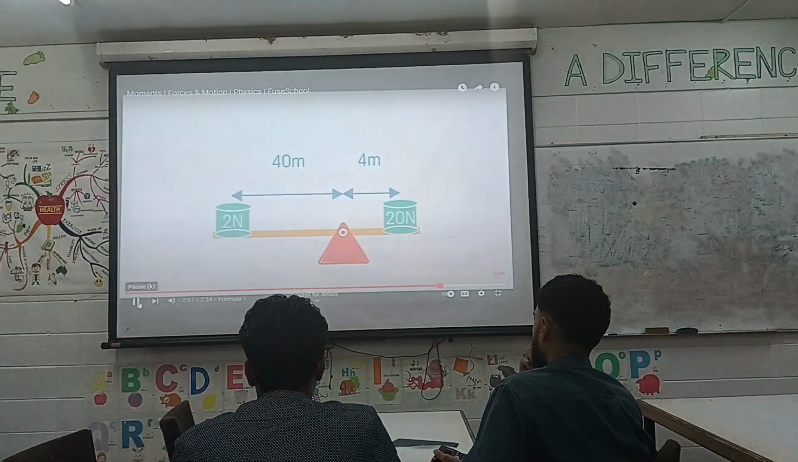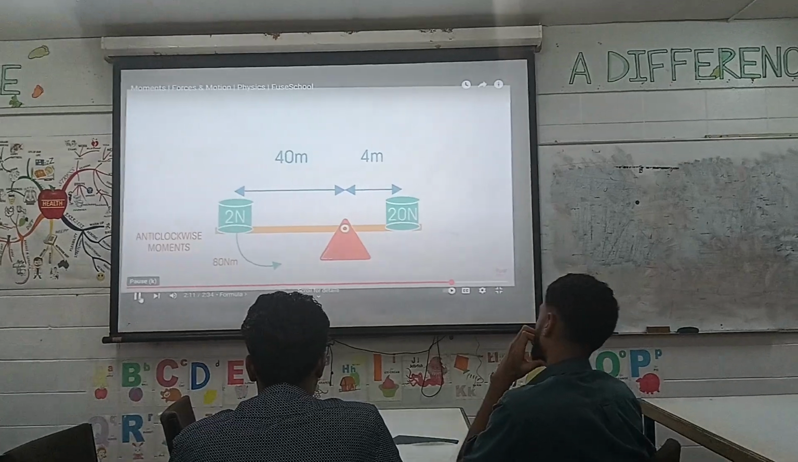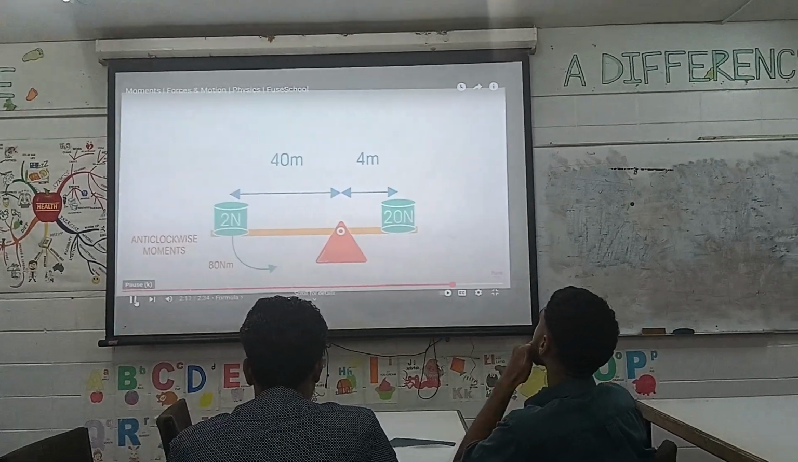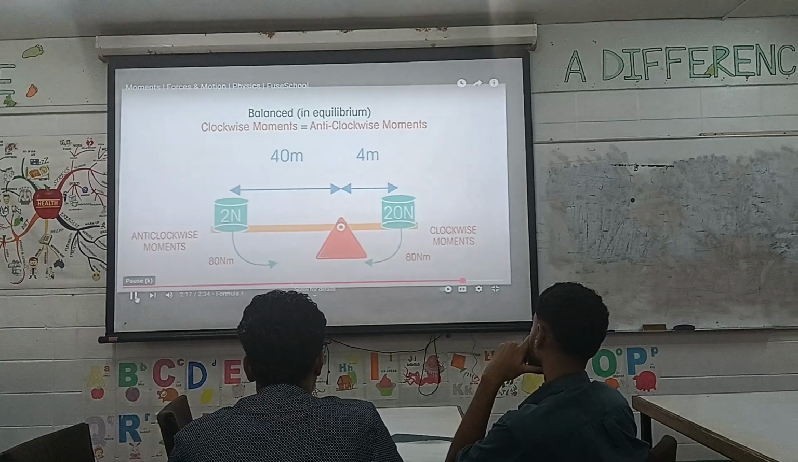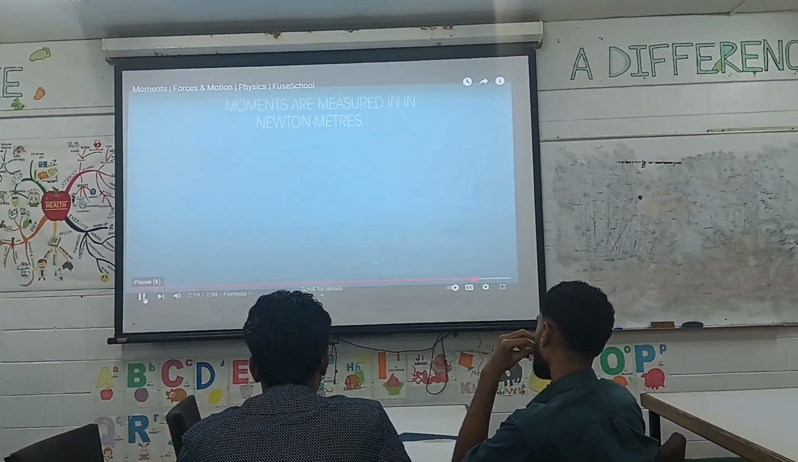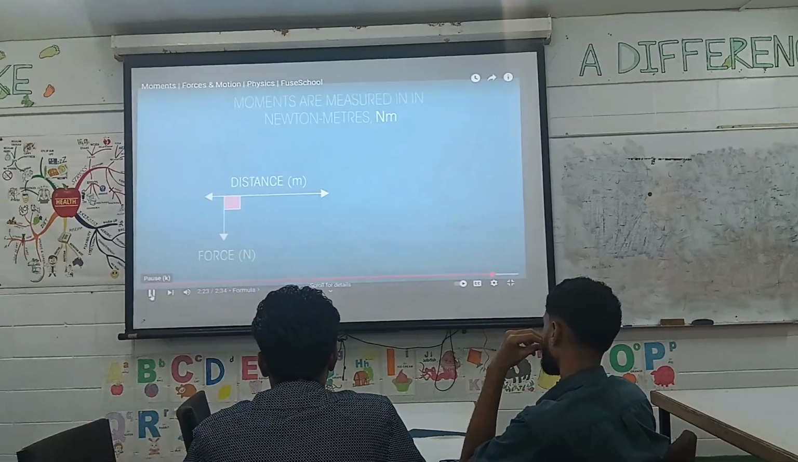For this seesaw, we do actually say clockwise moments and anti-clockwise moments. And for something to be balanced, the clockwise and anti-clockwise moments must be equal. So there we have moments. They're measured in newton meters and are the force multiplied by the perpendicular distance.